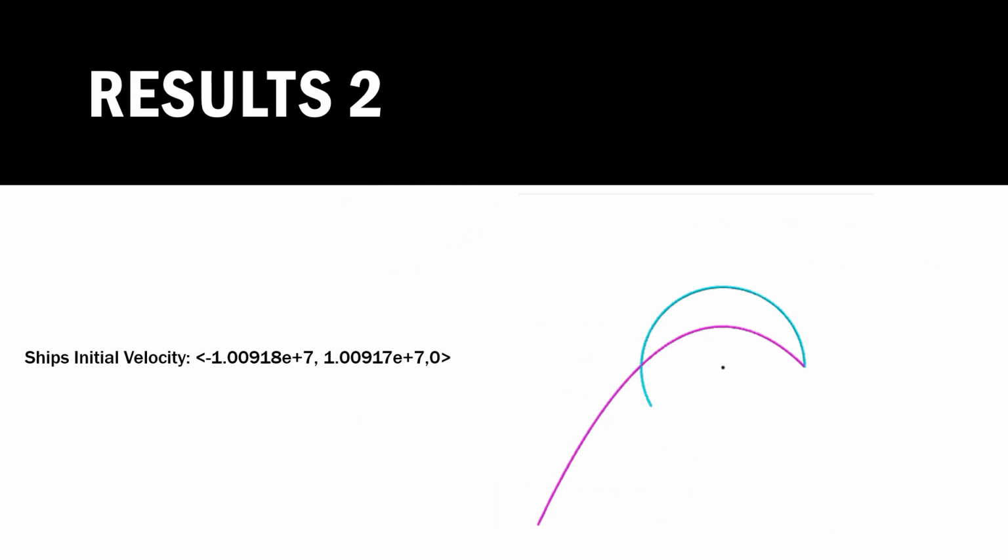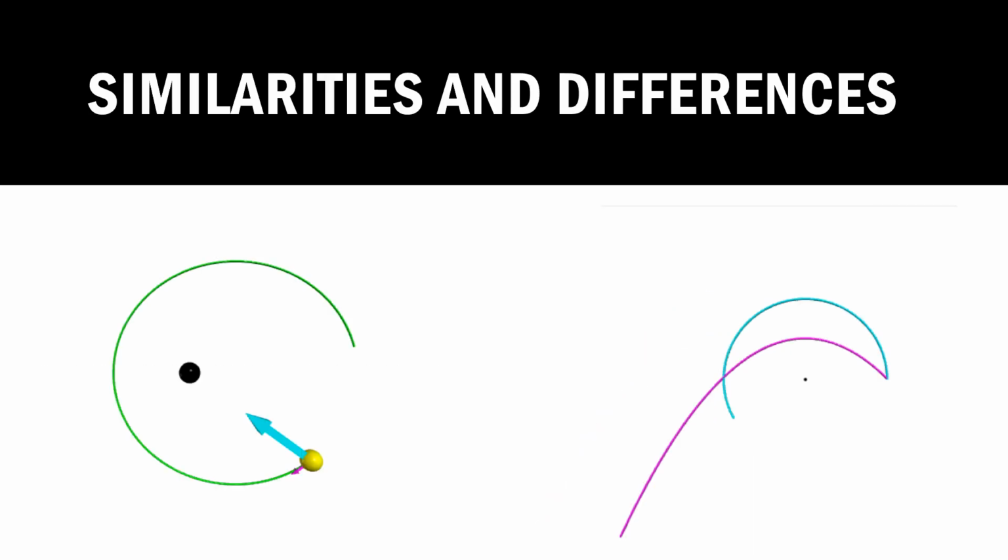After guessing and checking with the code, we find that the ship's initial velocity in the x direction is -1.00918 times 10 to the 7th, and in the y component is 1.00917 times 10 to the 7th. While there is no real-life data to compare the model to, the two models are similar in that the planet follows the same orbit. However, they are different in that the first one is aiming to measure the perpendicular and parallel components of the planet's orbit, whereas the second one aims to measure an entirely new system, being the ship.